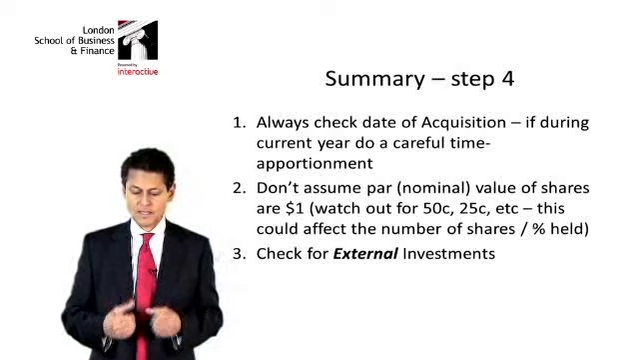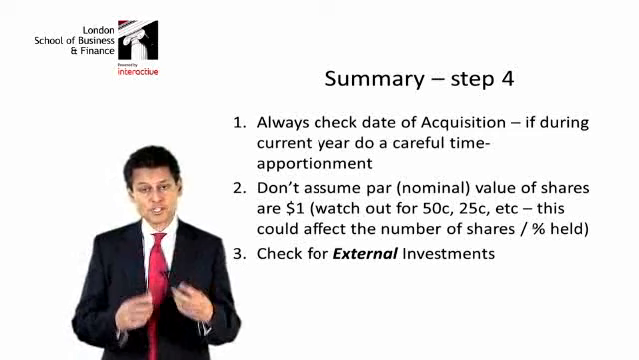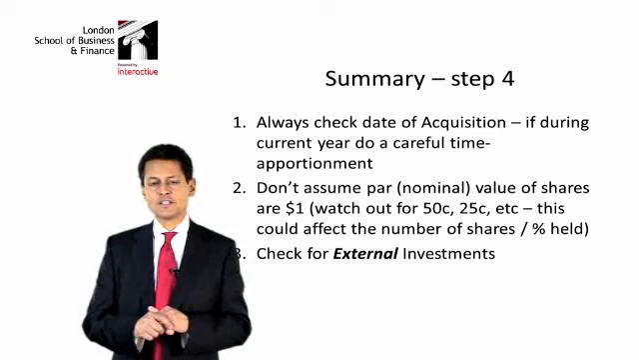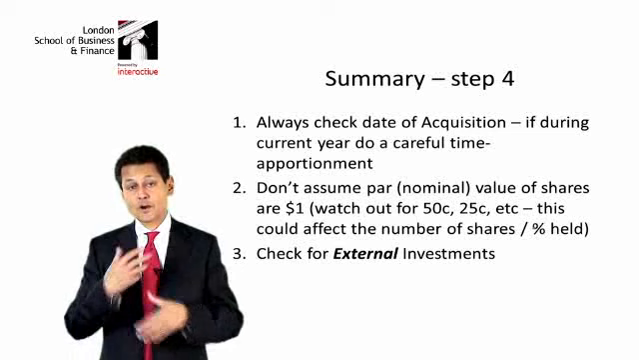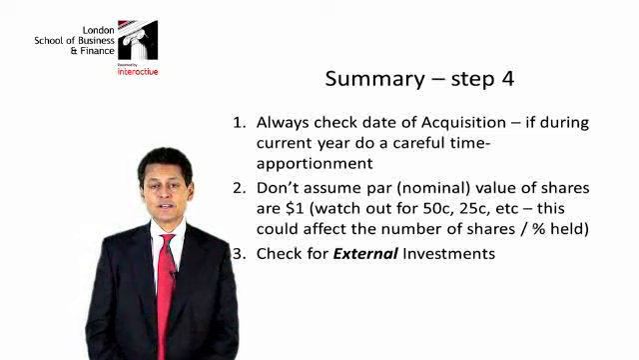Don't assume that the par value is always $1. Watch out for things like 50 cents and 25 cents, etc. This could affect the number of shares and, of course, the percentage held. So if you assume it's a $1 situation, but the question says it's a 50 cent scenario for this question, obviously you could be way off the mark. And you could be treating an associate as a subsidiary or vice versa, and that would be a tragic mistake.